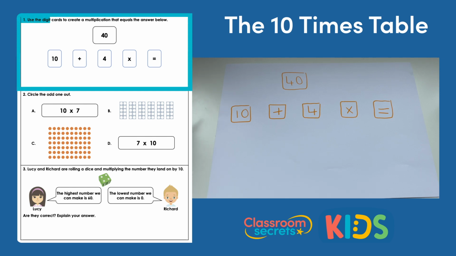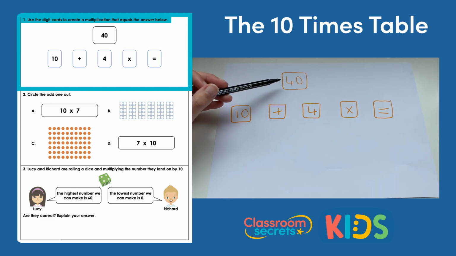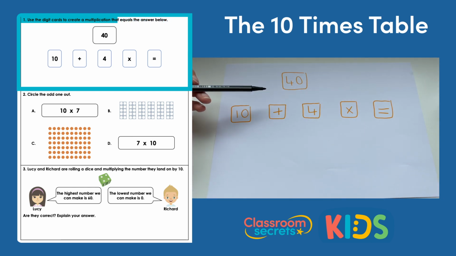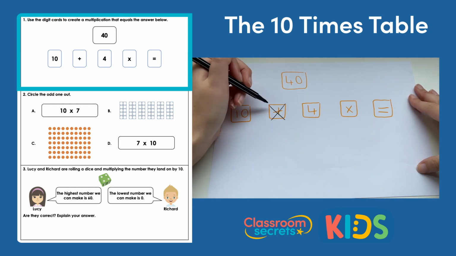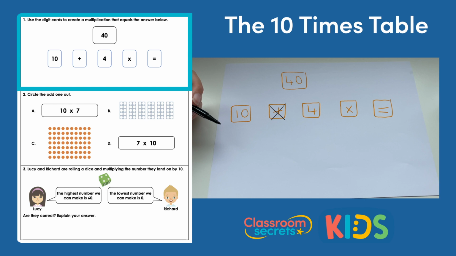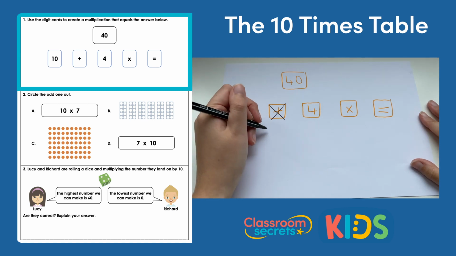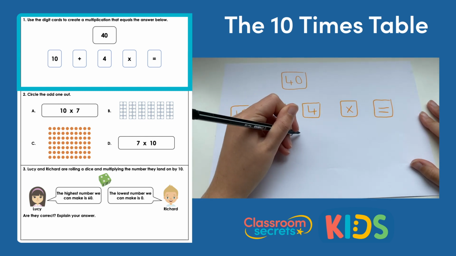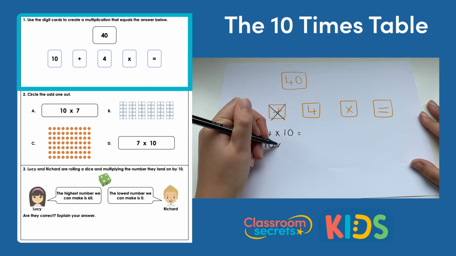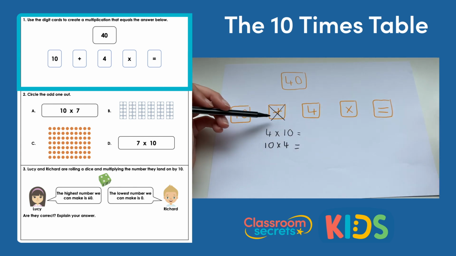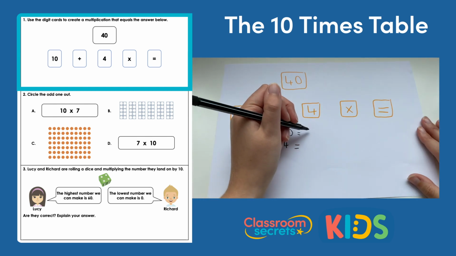Question 1. Use the digit cards to create a multiplication that equals the answer below, which is this answer here, 40. So we need a multiplication, so we're not going to need the addition symbol, so I'm going to cross it out. So we could have then, we've got our times, we've got our equals, and we've got two numbers. So we could have 4 multiplied by 10, or we could have 10 multiplied by 4, because we know that both calculations will give the same answer. 4 groups of 10 or 10 groups of 4. And we can count in tens to work out the answer. 10, 20, 30, 40. 4 groups of 10 is 40, which is our answer.